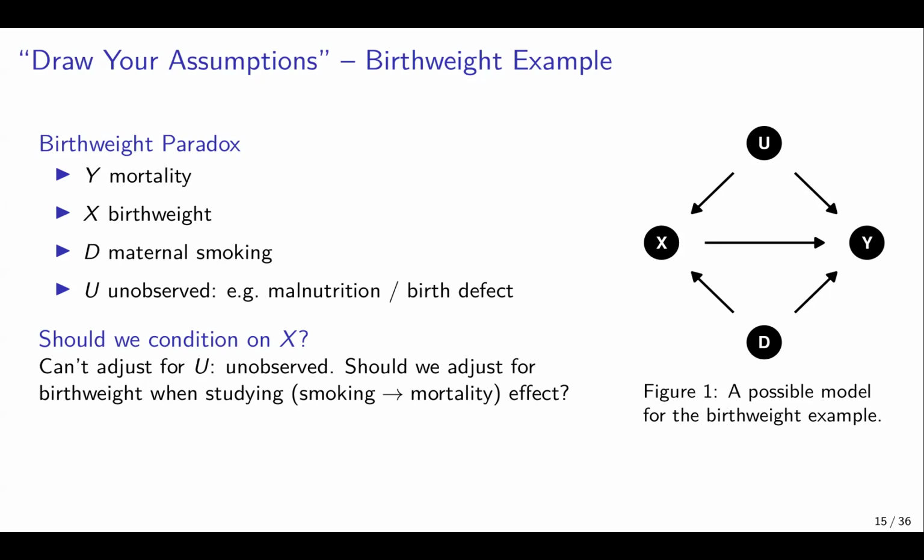So we can't adjust for U. I'm going to assume that U contains all the things that we don't observe that cause X and Y. So the question now becomes, should we adjust for X, birth weight, when we're trying to learn the smoking on mortality causal effect, the D on Y causal effect? And we're going to answer that question by taking this DAG at right as our causal model, because it already embeds some causal structure about where there are arrows and where there are not arrows.